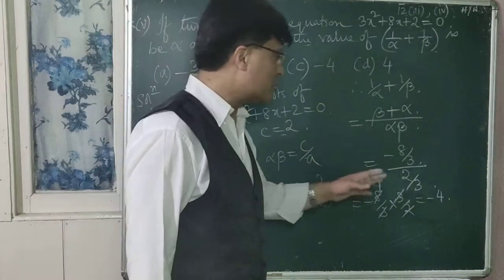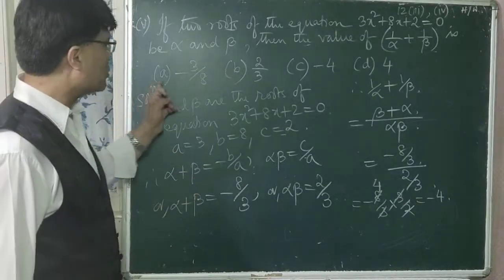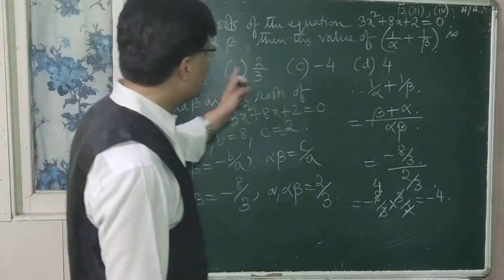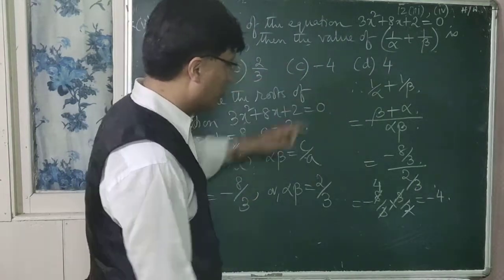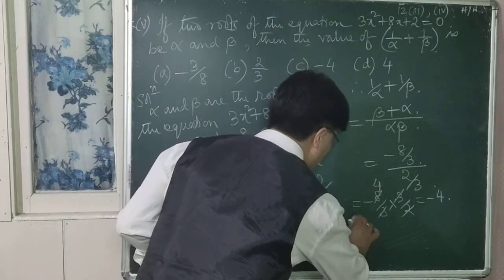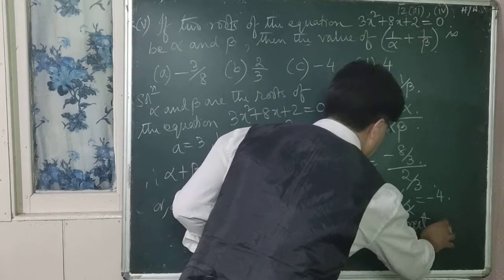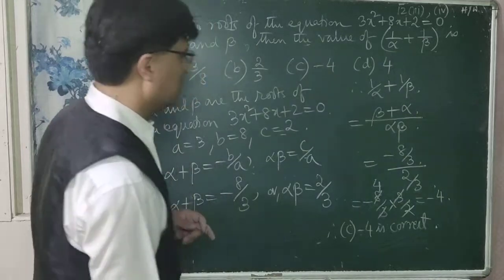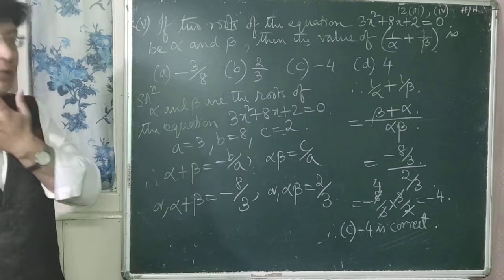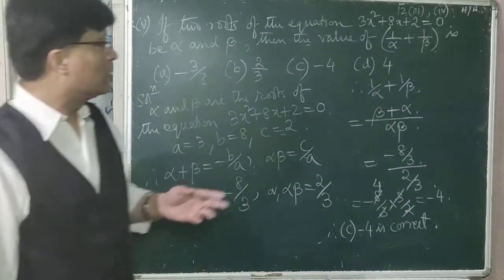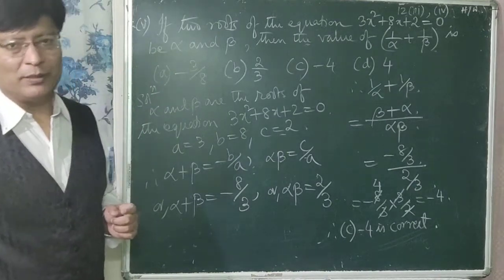That is, minus 4 is the value of 1 upon alpha plus 1 upon beta. So which is the correct option among A, B, C and D? It is C. C is the correct option, right? Minus 4. So C, minus 4, is correct. Is it clear now? Your homework will be 12 number 1, 12 number 3 and 12 number 4.